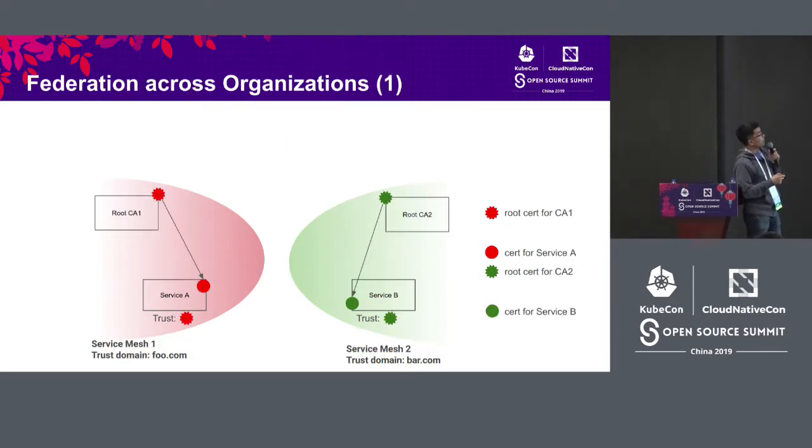Okay, then we talk about federation across organizations. In this scenario, usually we'll have one root CA for each different trust domain. In this case, the left side is trust domain foo.com, the right side is trust domain bar.com. The root CA is signing the certificates for the services running in their own service mesh. And you can see the services are trusting their own root CA certificates.